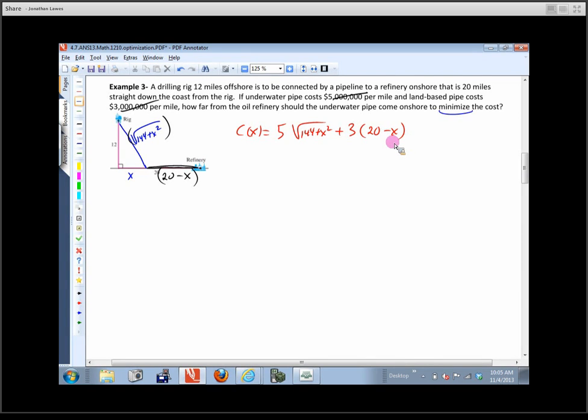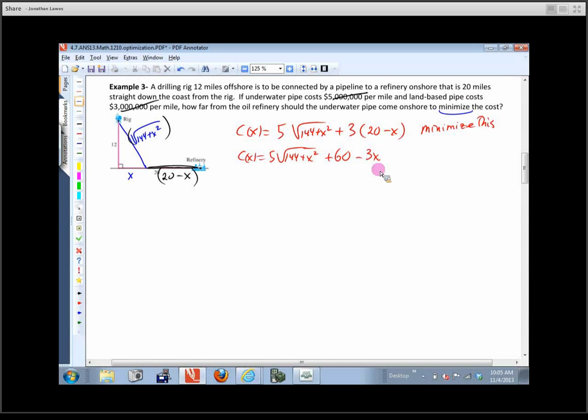And there's our cost function. Okay, now, what do we want to do with our cost function? We want to minimize this right here. Let's think about this in terms of doing a little bit of calculus on this. It probably would be better if we thought of this as 5 square root of 144 plus x squared plus 60 minus, or sorry, minus 3x. Distribute that through.